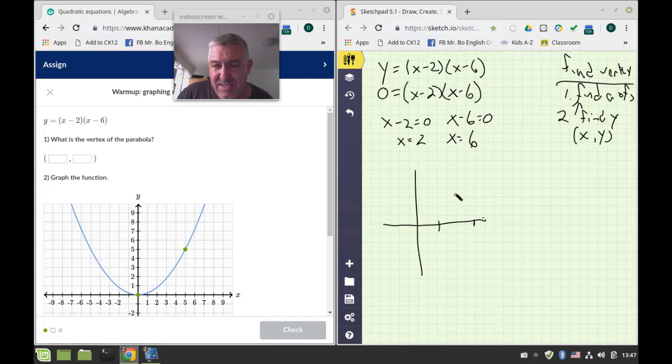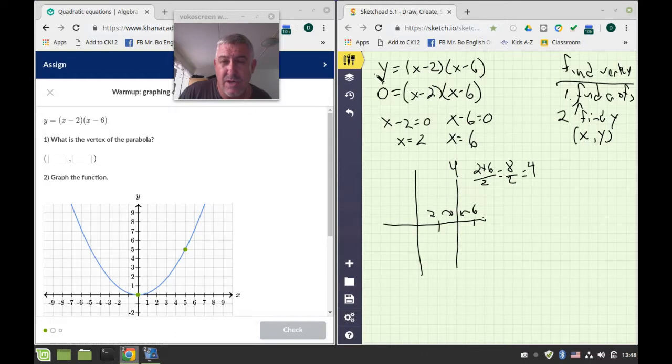And we want to find the axis of symmetry, which runs right down the middle. It's right in the middle between 2 and 6. So 2 plus 6 divided by 2 equals 8 divided by 2, which is 4. So my axis of symmetry is at 4. And now I want to find the vertex. For the vertex, I want to set x equal to 4 and then find y.